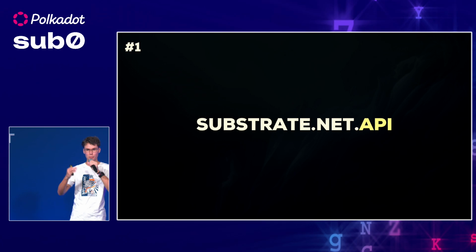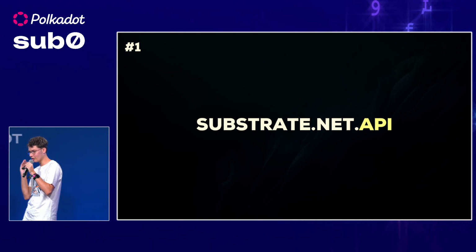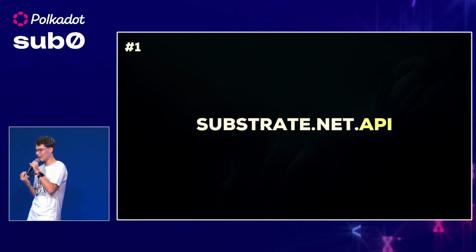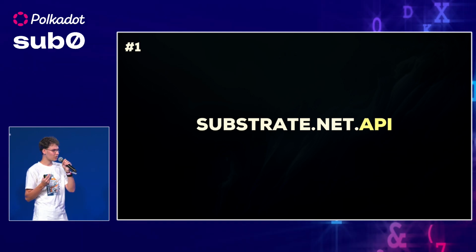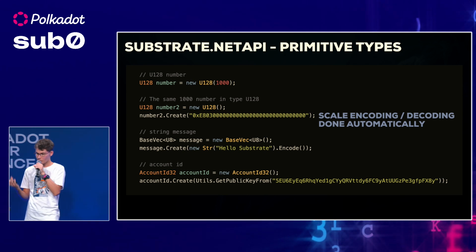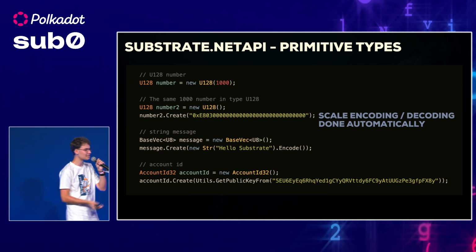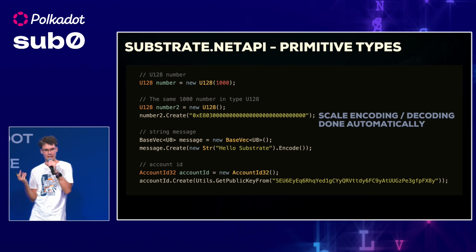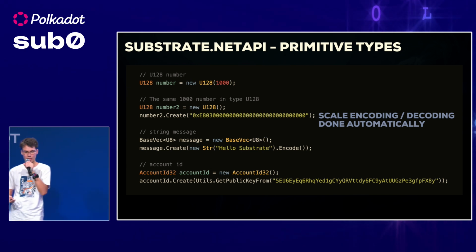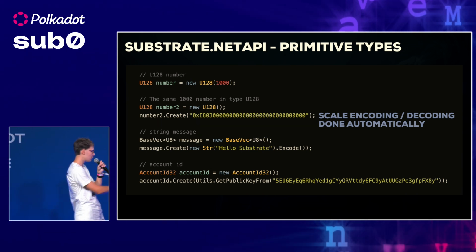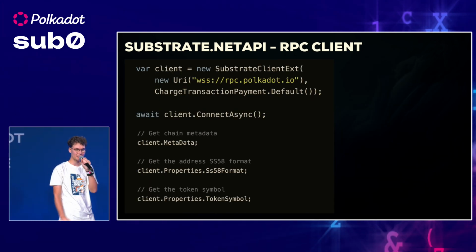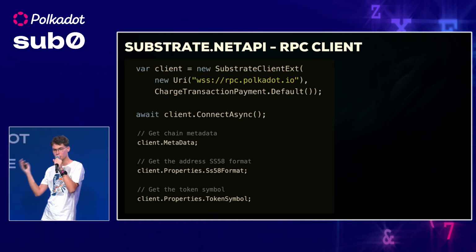It consists of multiple parts, and I will start with the first part, which is called the sub0 API. It's the base of this Unity SDK. It can be easily compared to, for example, the Polkadot.js API. What it does is implement all of the sub0 primary types, along with their respective SCALE encoding and decoding, which is very useful. As you can see, you can have numbers or account IDs, all of the primary types. Then we also implemented the RPC client, which allows you to connect to the blockchain node.